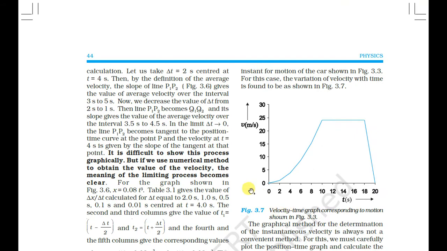So see here, the line P1P2 becomes Q1Q2, and this slope gives the value of average velocity over the delta t interval, 3.5 seconds to 4.5 seconds. In the limit of delta t tending to 0, the line P1P2 becomes the tangent of the position-time curve at the point P, and gives the velocity at t equals 4 seconds.